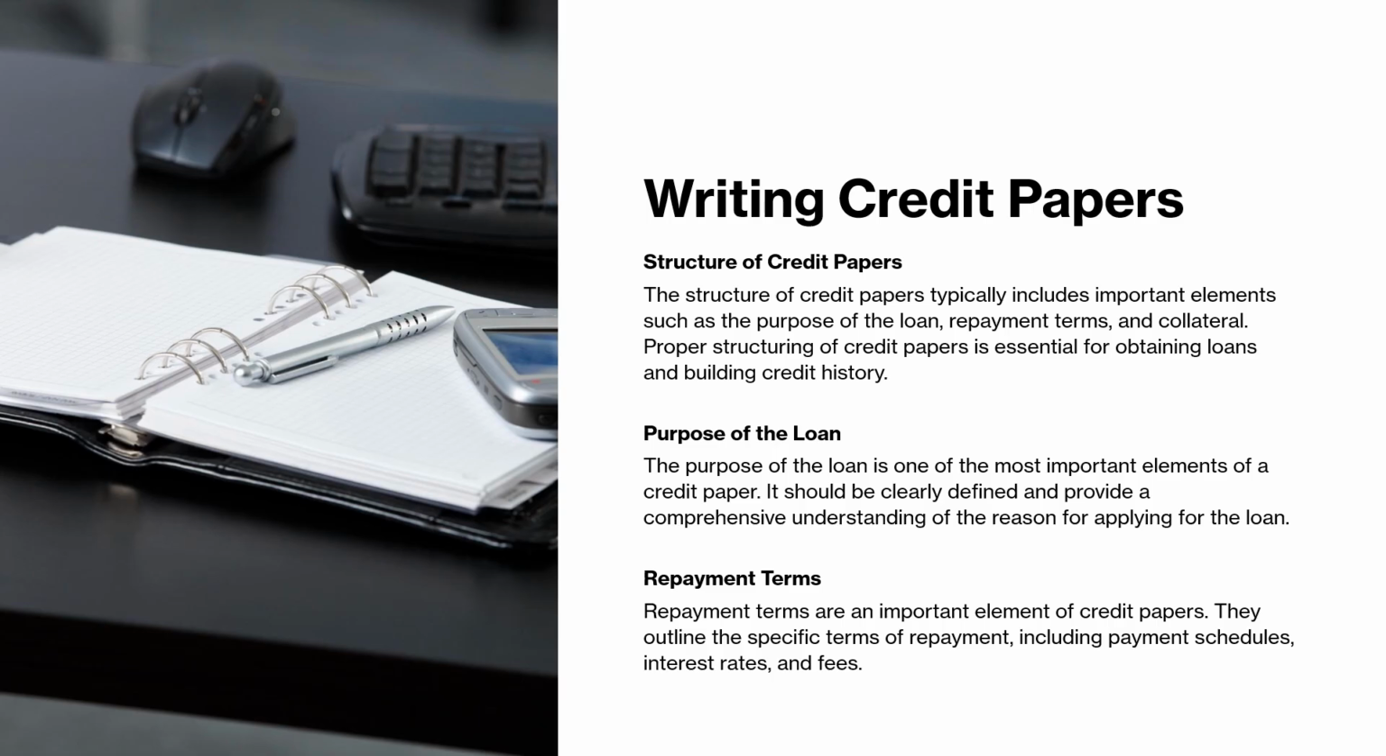Purpose of the loan. Purpose of the loan is one of the most important elements of a credit paper. It should be clearly defined and provide a comprehensive understanding of the reason for applying for the loan. Repayment terms. Repayment terms are an important element of credit papers. They outline the specific terms of repayment, including payment schedules, interest rates, and fees.